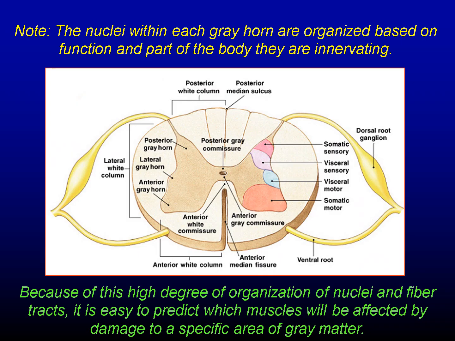The gray matter neurons comprise nuclear clusters of neuron cell bodies with similar functions that are organized based on their function in the part of the body they are innervating. Thus, the gray matter within each horn is divided into four zones: somatic sensory (SS), visceral autonomic sensory (VS), visceral motor (VM), and somatic motor (SM). Because of this high degree of organization of nuclei and fiber tracts, it is easy to predict which areas of the body and what functions would be affected by damage to a specific area of gray matter located in a specific level of the cord.